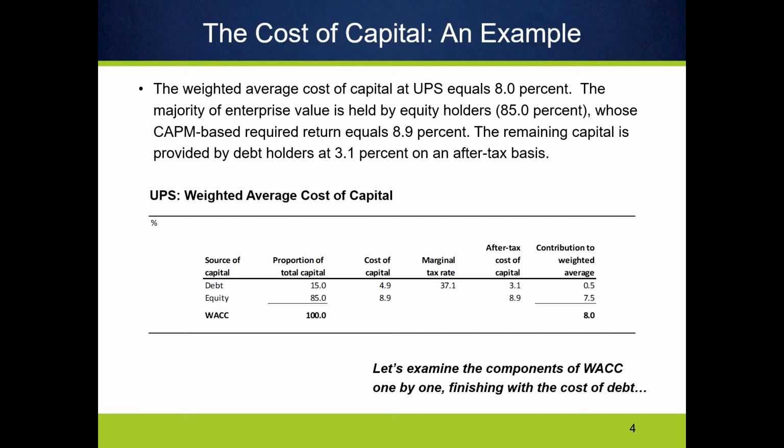The cost of debt for UPS is 4.9%, and a marginal tax rate of 37.1% gives us an after-tax cost of debt of 3.1%, which is pretty low when you think about it. 3% to raise corporate debt. This is because UPS is such a big and typically financially healthy firm. We see a pretty low cost of debt for them, and that basically arises because investors consider them to have very little risk, right?